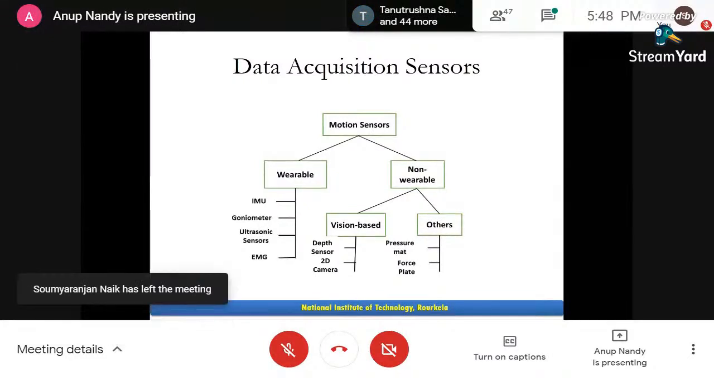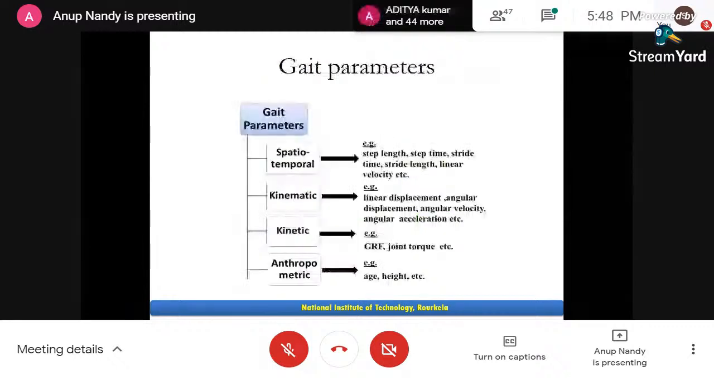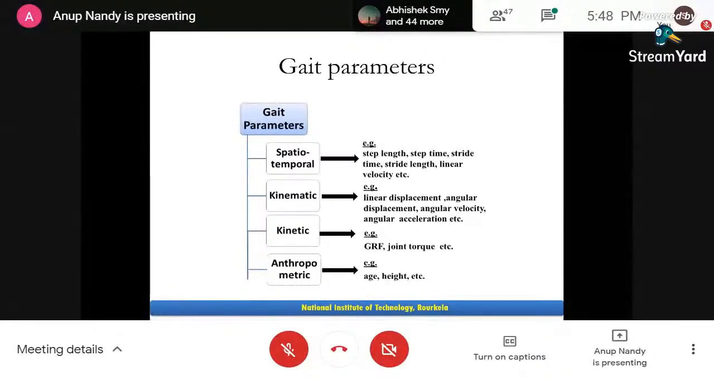Next, among non-wearable sensors, you have vision-based sensors like the depth sensor. The Kinect sensor that we are using has a depth sensor, and you can easily get background-subtracted depth images, or you can use a 2D camera. You also have the pressure mat and the force plate, which also come under non-wearable sensors. The different gait parameters are spatiotemporal, kinematic, kinetic, and anthropometric. These are common, so no need to explain.